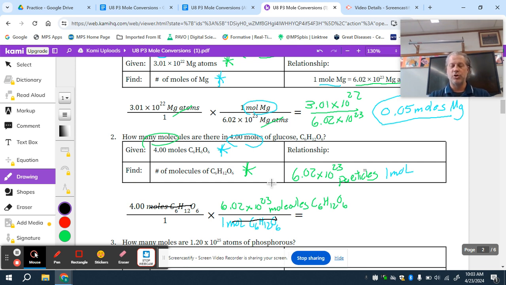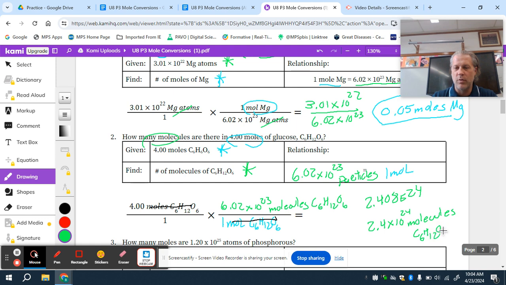And so what you should have gotten, if you did this correctly in your calculator, is 2.408, and then it's going to say E24. So that's calculator language, and we need to translate that into human language, which is going to be 2.4. I'm just going to round this a little bit, times 10 to the 24th, and that's going to be molecules of sugar, C6H12O6. So that's my answer for the second problem.